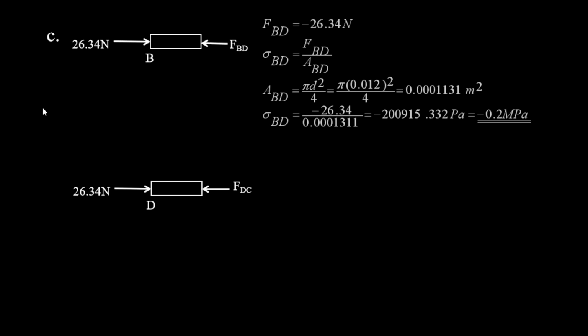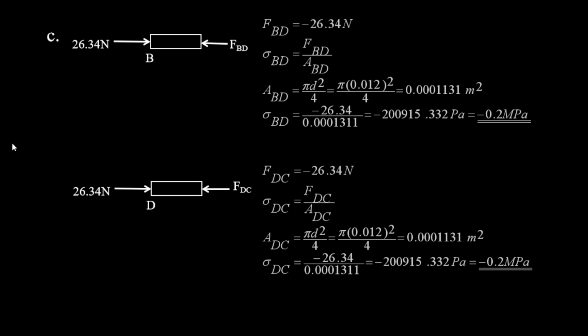at C, so that's DC, if you cut it at C, you still get the same force, 26.34. You get the same thing to be your FDC, and then that will also be the same stress, negative 0.2 megapascal, and those are the stresses acting in BC. Then we move on to the next one.